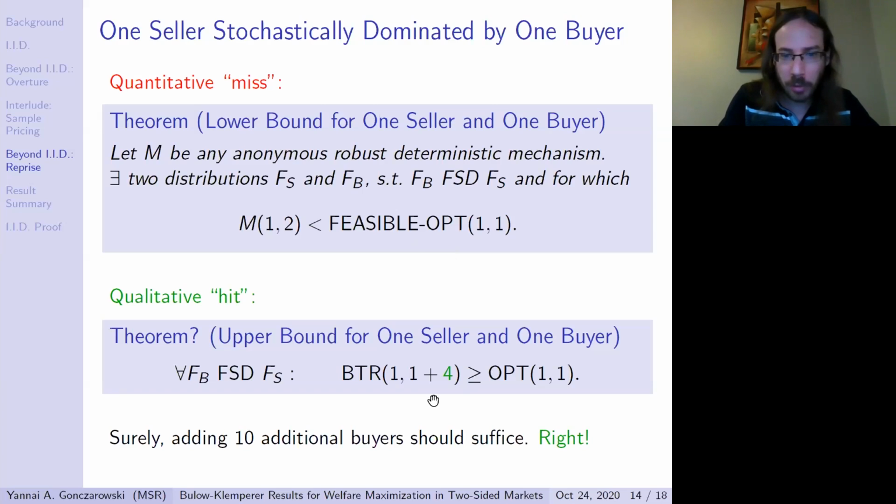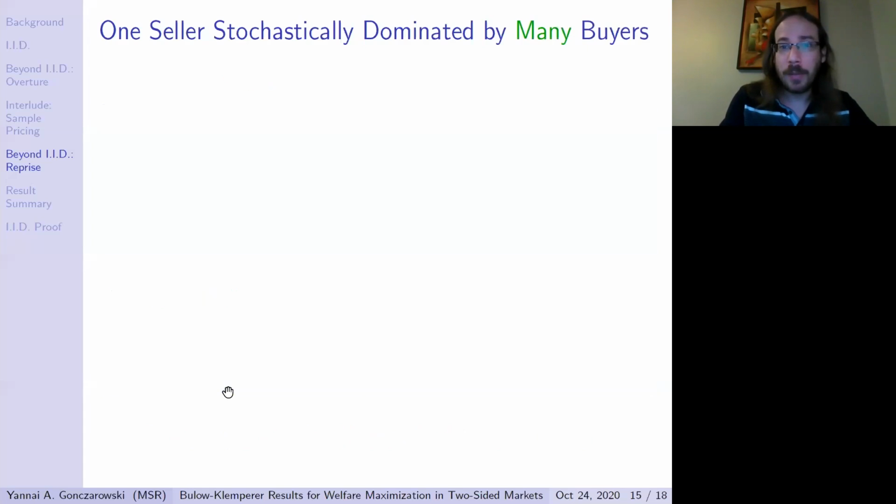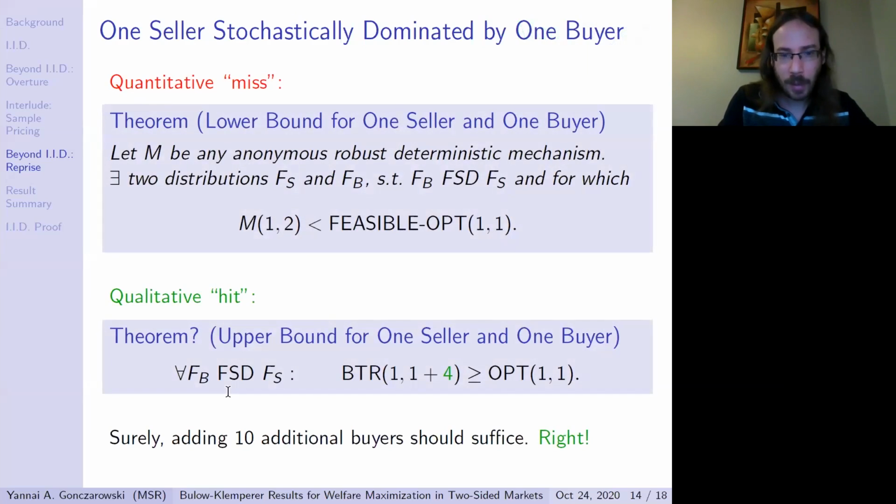So what we showed is that adding 4 buyers is enough for BTR in the augmented market to beat opt in the original market, regardless of the distributions, which can be non-regular, etc. All you need is stochastic dominance. So you just don't know about 2 or 3? We don't know about 2 or 3. That's open. We'll get to the open questions later, but basically all of the gaps that you see here are open. We don't know about 2 or 3, but 4 is enough.